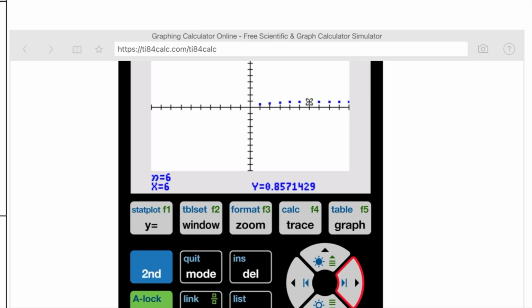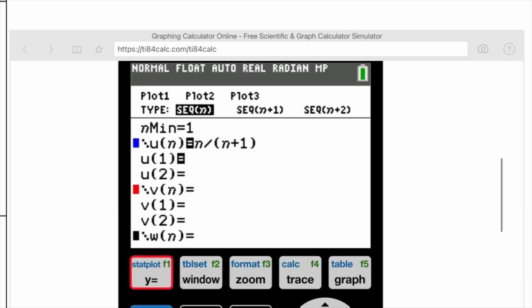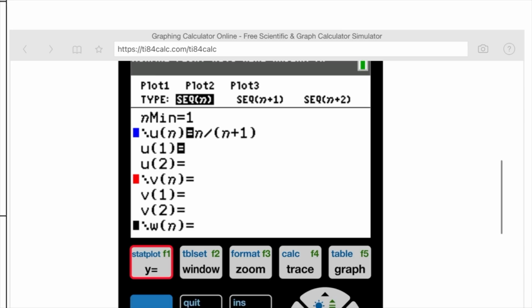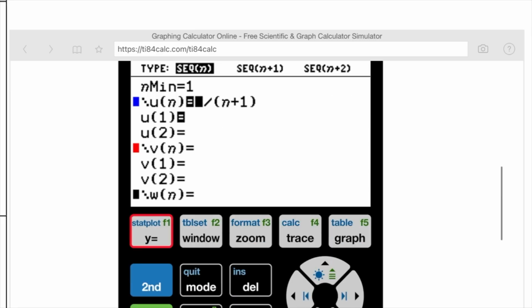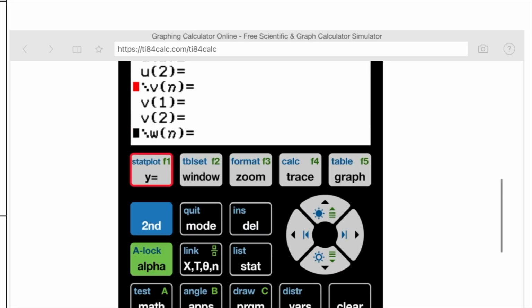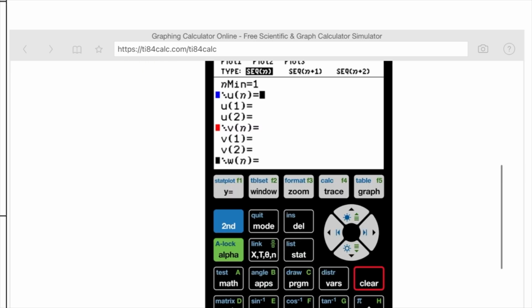Go back for a minute to your y equals. Notice that your n min is set equal to 1, and u of n is n divided by n plus 1. Now let's look at our recursive problem. For the recursive problem, we're still going to start at the minimum n value of 1. We are using the sequence 2 times, and then we want to have d sub n minus 1. So let's clear what we have and fill in the 2.